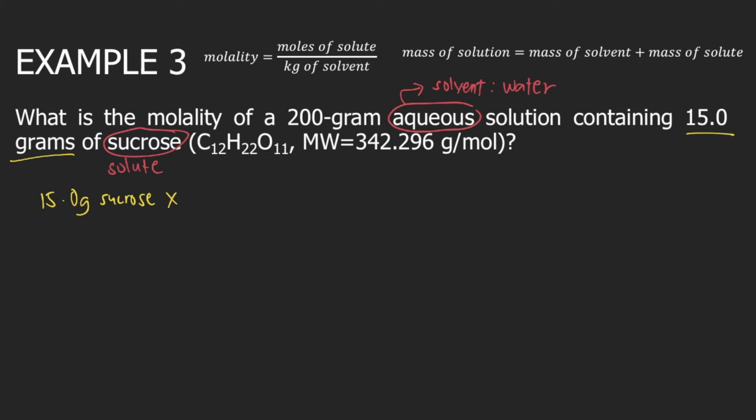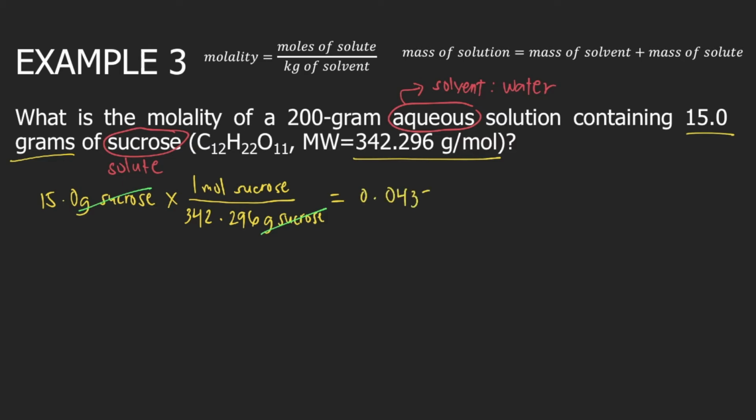We are given the molar mass, 342.296. So 1 mole of sucrose is equivalent to 342.296 grams of sucrose. So grams of sucrose will cancel, and moles of sucrose is equal to 15 divided by 342.296. And this is equal to 0.0438 moles of sucrose.